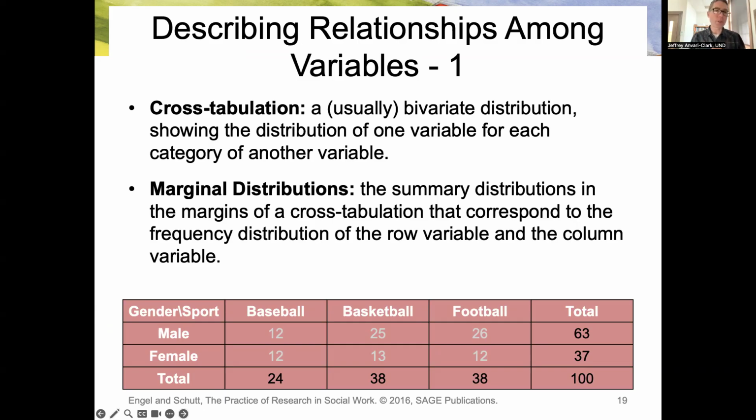Now, then there's also something called the marginal distribution, and those are the totals that you see under each of those categories. So the cross tab technically are the gray numbers, and then the marginal distributions are the black numbers. So just keep those in mind. It wasn't as clear in your textbook, so I thought I'd make it a little more clear here.